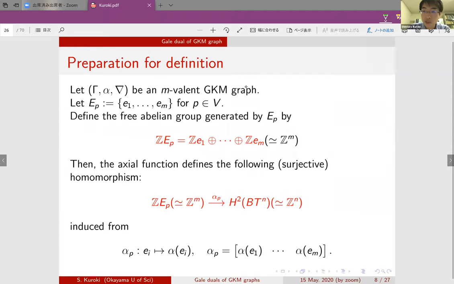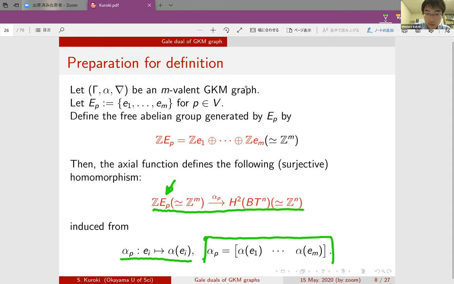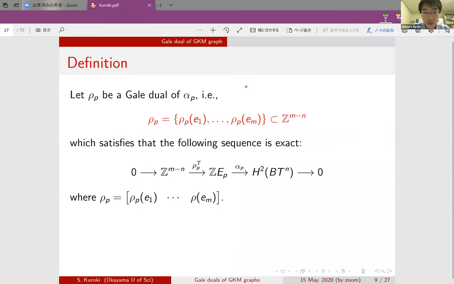And then by using the axial functions, we can define the surjective homomorphism from this Z E_P to Z^n, which is defined by this alpha_P, where P is the vertex. Now E_i is an edge, but in this algebra, it is a formal generator. So we determine that this generator goes to alpha E_i. And then we get this M by n matrix. And we can define the Gale dual on it. So we say it is the row P. And row P is M vectors sitting inside Z^(M minus n), which is defined by this exact sequence.